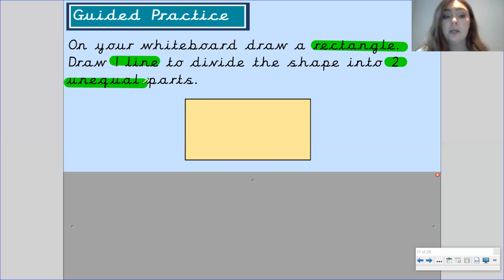Well done. So by unequal, we mean they are not the same. So the 2 parts are going to not be the same size. So pause the video, to have a go at drawing out this rectangle and dividing it into two unequal parts.